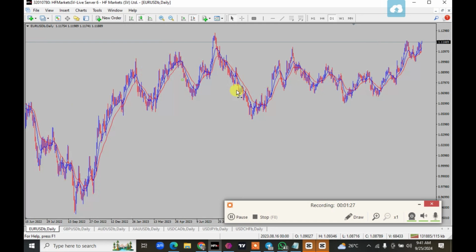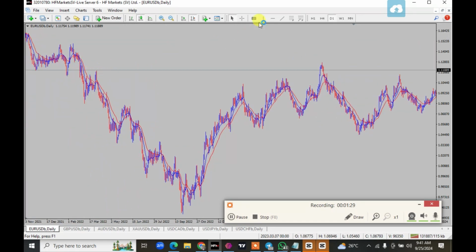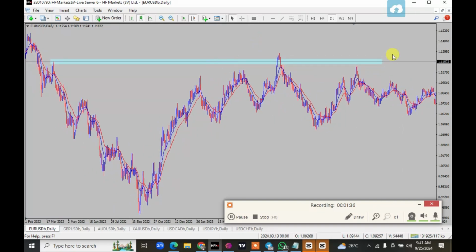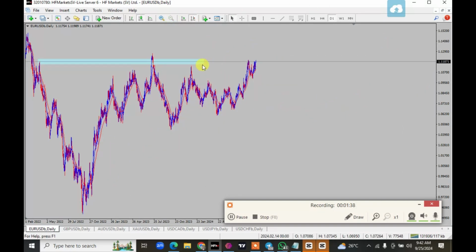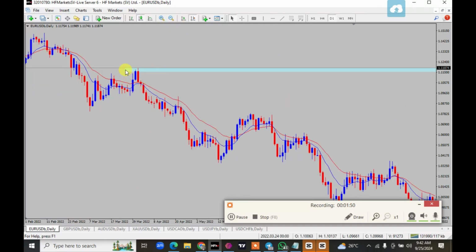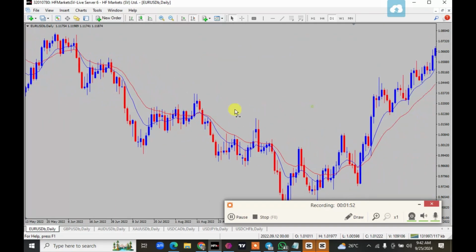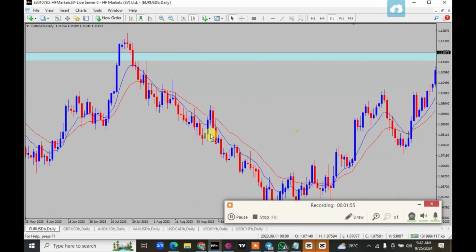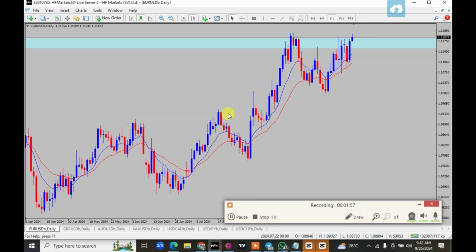on the daily chart, we have a resistance here. This resistance has been holding Euro USD for a long period of time now. So long as this resistance is still valid, I'm not expecting to buy the Euro USD until you see price closing above this resistance level. Once price closes above this resistance level, we'll be looking for a buy opportunity.